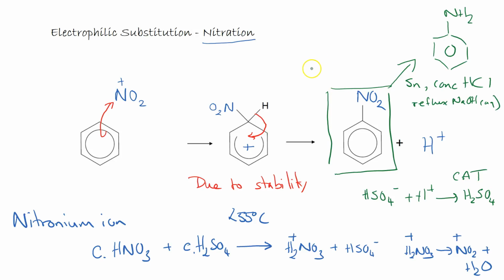Importantly here, our product is the nitrobenzene, and as well, this is a mono-substituted benzene, but it's possible to get multi-substitutions via further additions.